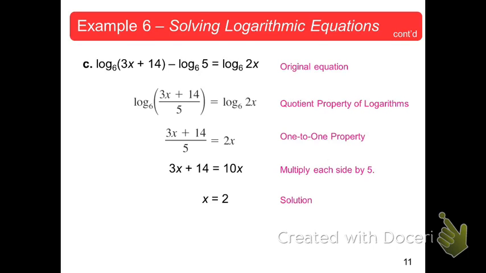Now, for this particular problem, notice that we do have a log. So we have to go back and look at this x is equal to 2. Plugging it in here, we'll have 2 times 3, which is 6. And added to 14, I get 20, so I can take the log of 20. And here, I can take the log of 4, and so we are okay.